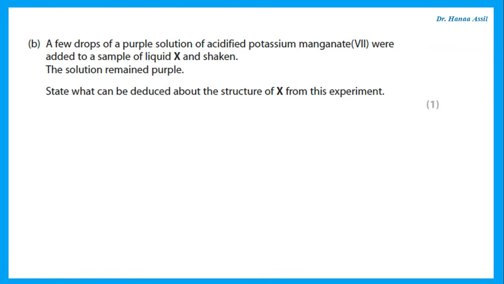A few drops of a purple solution of acidified potassium manganate were added to a sample of liquid X and shaken. The solution remained purple. Remember that potassium permanganate originally is purple. If it reacts, it should change from purple to colorless, or it should be decolorized. If that happens, that means either I have something that has been oxidized, like an alcohol oxidized to aldehyde or acid or ketone, or if I have a double bond, then it should react also with potassium manganate.